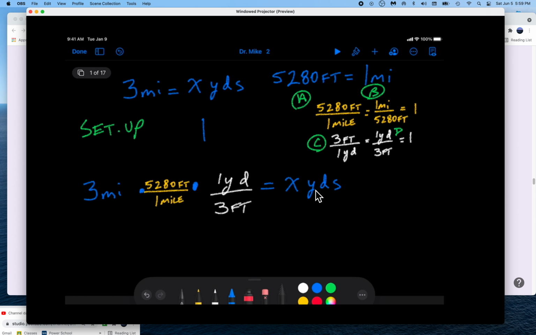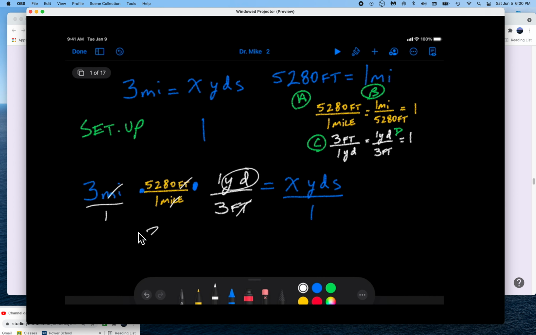Okay. Now let's review what we did. We knew we wanted to end up with yards in the numerator, because this answer has yards in the numerator. So this last version of 1 has to have yards on top. The only one that fit that description was D, 1 yard over 3 feet. Now we have to get rid of miles and feet, because we only want yards. Well, we have to have feet opposite to this, up top. And how do we get rid of that miles? We have to have miles opposite to it on the bottom. Miles cancel, feet cancel, and you're left with yards.